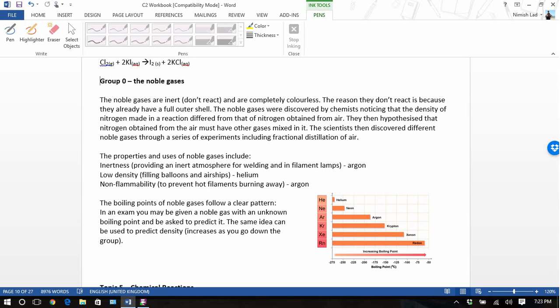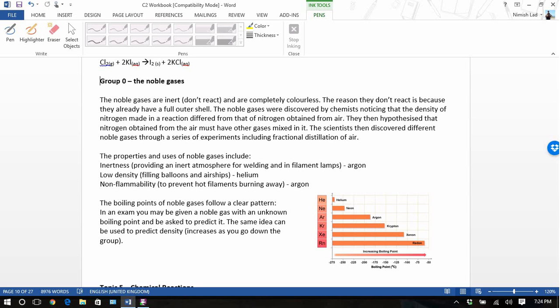The noble gases were discovered by chemists noticing that the density of nitrogen made in a reaction differed from the density of nitrogen obtained from air. They then thought the nitrogen obtained from air must have other gases within it, and they discovered that there were different noble gases actually within the air. They found these by performing fractional distillation of air, and we talked about fractional distillation in C2 topic 3.